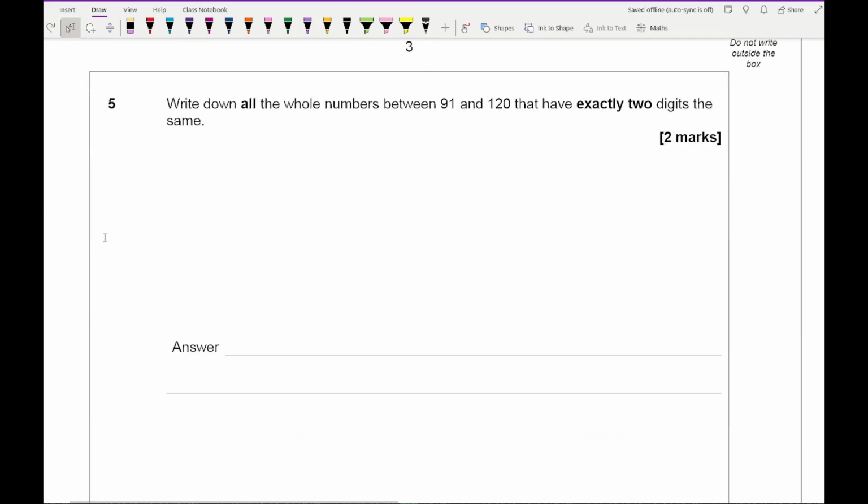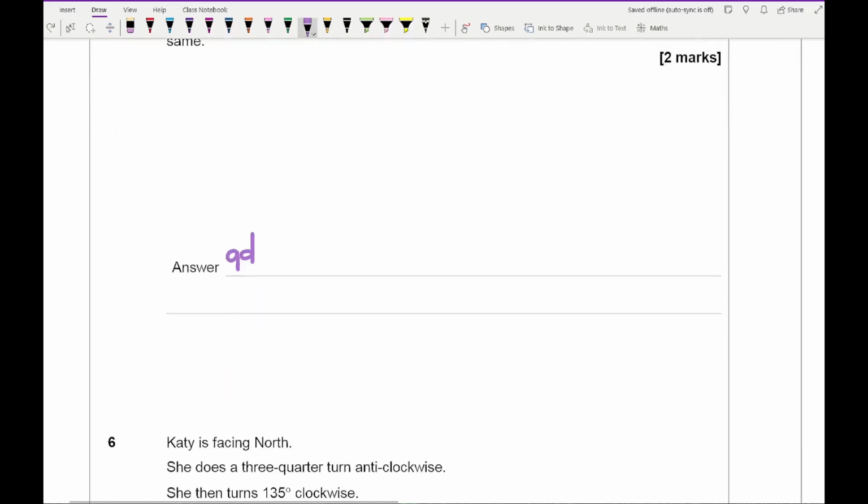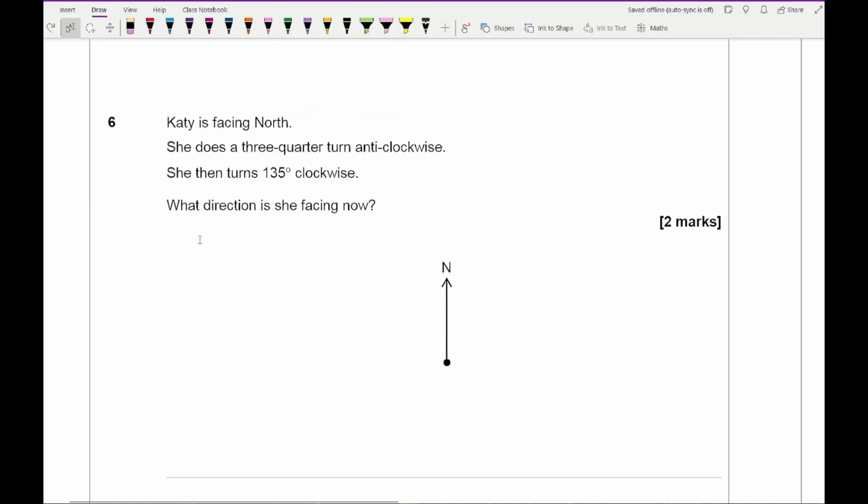Moving on to question 5, it says write down all the whole numbers between 91 and 120 that have exactly 2 digits the same. So for this we need to write down 99. Now you can write these numbers in any order, but you would lose marks for any numbers that you forgot. So we should have 99, 100, 101, 110, and 112, 113, 114, 115, 116, 117, 118, and 119.